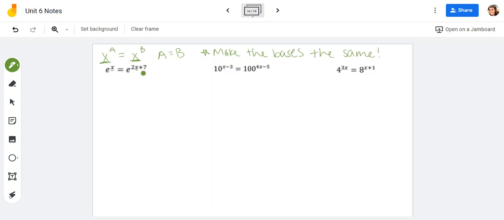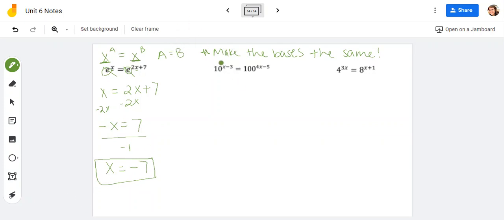So if we look at the first example, we have e and we have e as our bases. Those are already the same, so we can cancel the bases, and we're just left with x equals 2x plus 7. Solving this, we get negative x equals 7, or if you divide that by negative 1, we find that x equals negative 7.